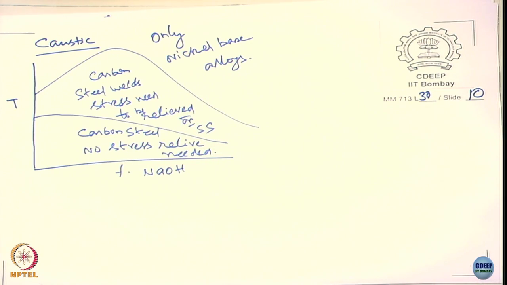So, to put it in simple terms, it is necessary for us to understand the environment before we talk about what will be the right material. When I say environment, I mean the pH, chemical species, temperature, all the stuff, which are to be known so that you make a right material selection.